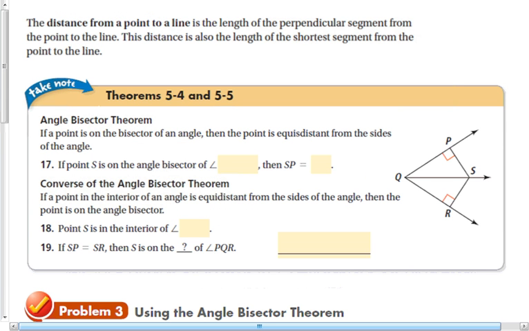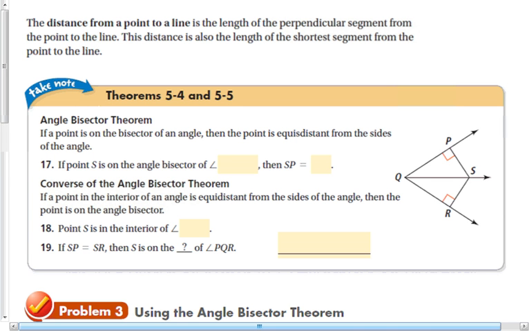All right, a couple more theorems here. The distance from a point to a line is the length of the perpendicular segment from the point to the line. This distance is also the length of the shortest segment from the point to the line. So if you want the shortest segment to a line, you need to be on a line perpendicular to that line, from that point to that line.